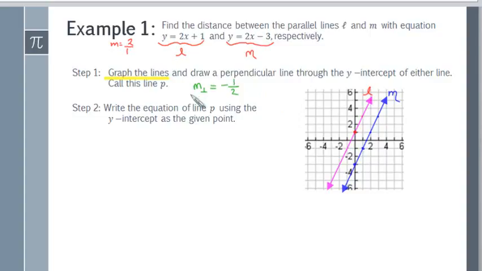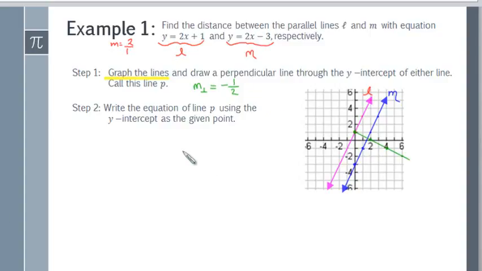So now I just need to find a spot, a point, to start to draw that perpendicular segment. And I'm going to pick an easy point to work with, which is the y-intercept of one of the lines. And I'll just use line L. So from line L at the y-intercept, using this perpendicular slope, down 1 over 2, I can plot the points that are on that perpendicular line.